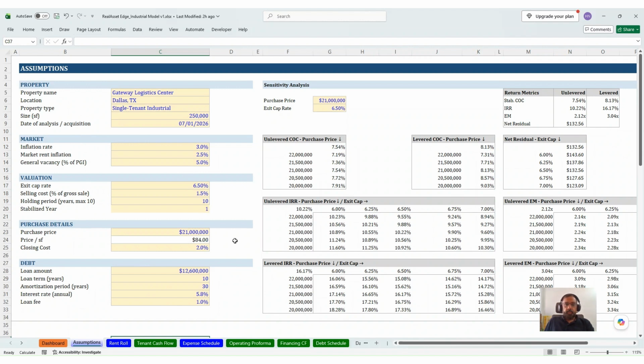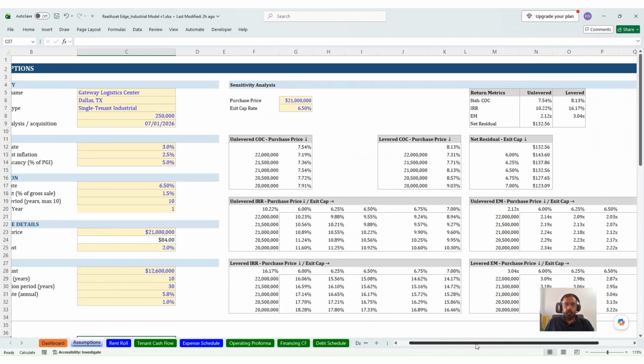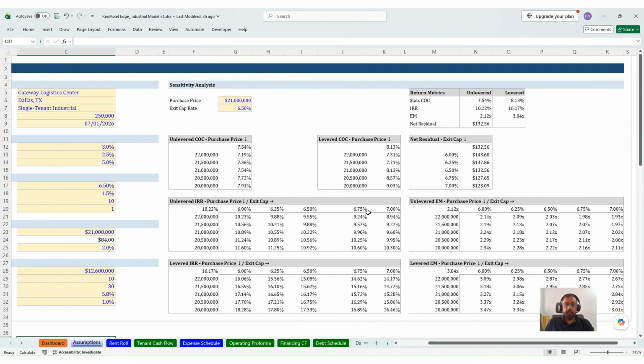On the right hand side of this tab, you see a sensitivity analysis. This is essentially the output of the model for the return analysis, but it shows a sensitivity on various scenarios of purchase price and exit cap.